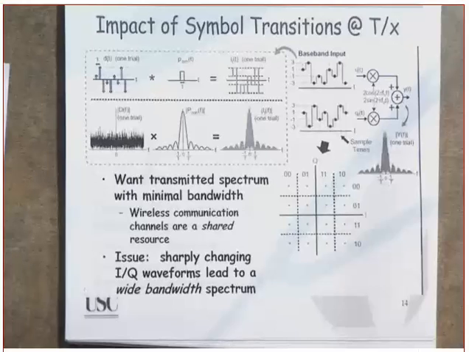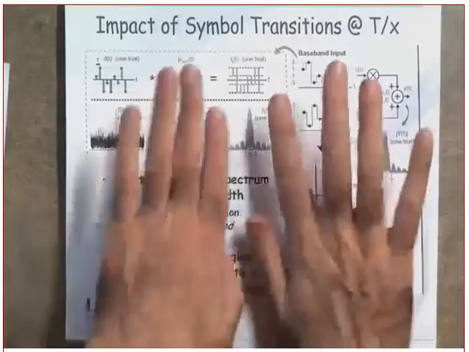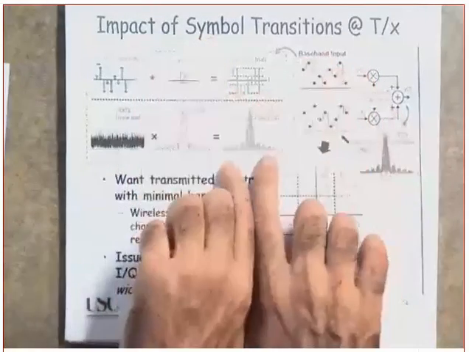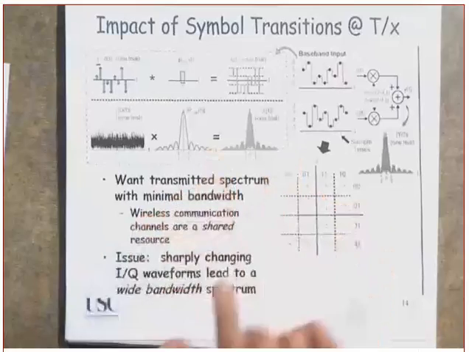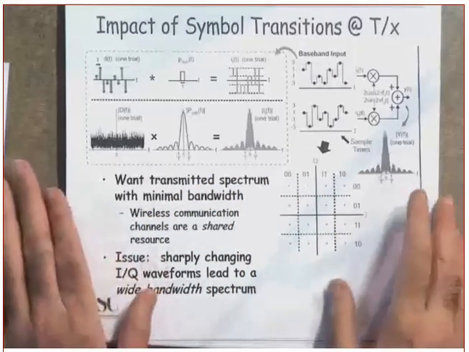Clear? Okay. So we wanted the transmitted spectrum to be confined within the band of noise. In other words, ideally we want only this. We don't want all of these things. Clear? Remember, the channel is a shared resource. Okay.